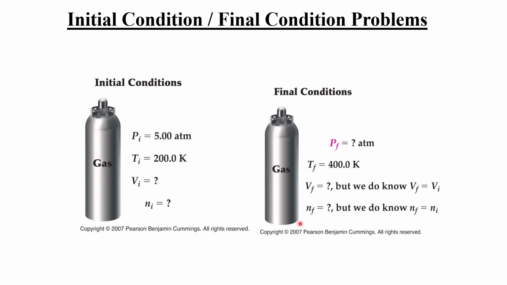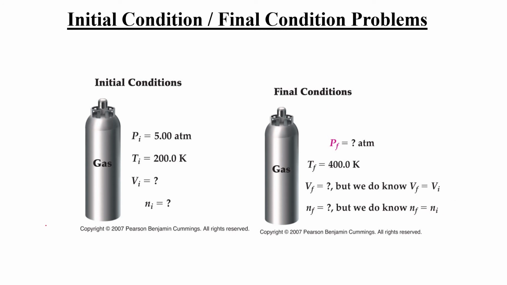Same is true for the number of moles. We do not know how many moles we have at the end, but what we know is that we have not removed any gas from this container and have not added any gas. So the number of moles is also the same as it was in the beginning. So the number of moles is also the same as the initial condition.